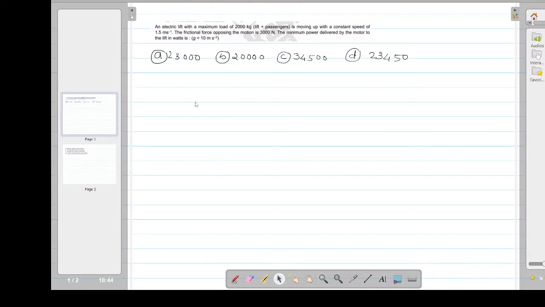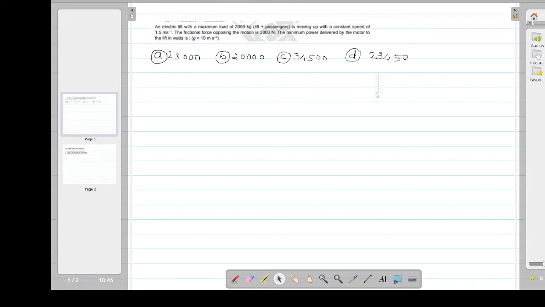Again, we are solving some NEET questions that were asked in the year 2022. So this problem is: an electric lift with a maximum load of 2000 kg. The lift has some passengers, and the lift has its own mass. So the total mass is 2000 kg. It is moving up with a constant speed of 1.5 meter per second.